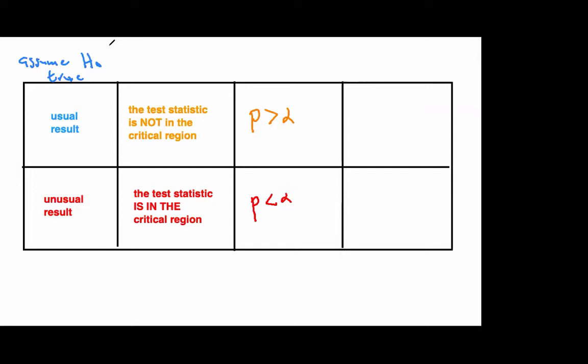Okay. So if we have a usual result, meaning it could have happened just by chance alone, it means the test statistic is not in the critical region, or more specifically, if P is greater than alpha, the probability of our observation is bigger than what we would consider as the cutoff for something happening unusually by chance. In this case, we fail to reject the null. We don't accept it, but we're failing to reject it.